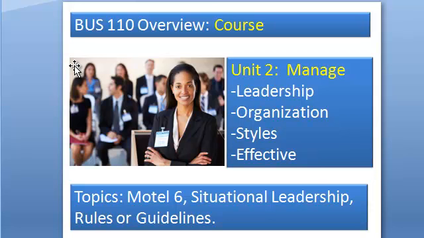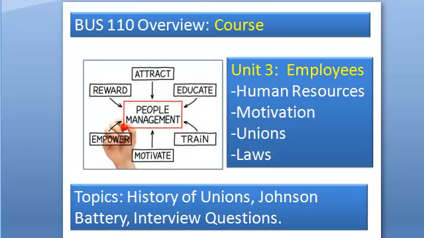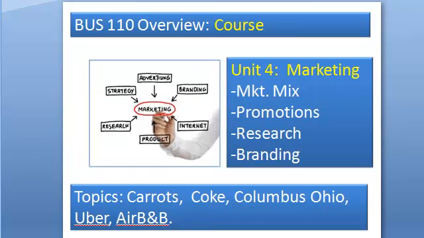of the units. Unit 2 will talk about how to manage people, different leadership styles, how to organize. Then Unit 3 will talk about employees. We'll talk about how to motivate employees. We'll talk about union laws. We'll talk about human resources laws, the history of unions, pros and cons of unions. Good discussion all around how to make sure your business or your company has the best employees they can.